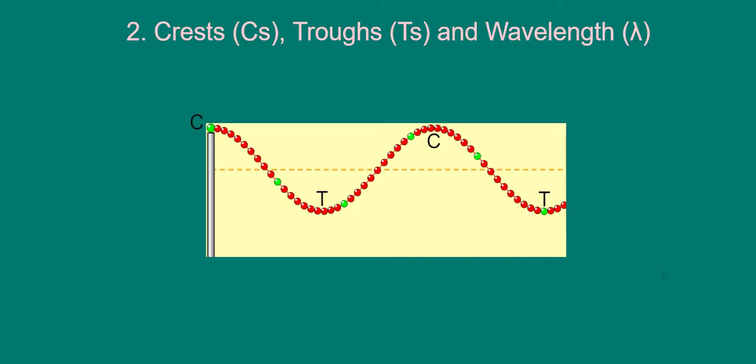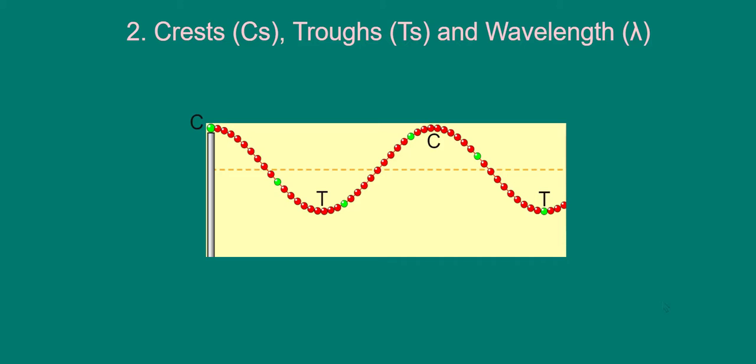All the particles at crests move in step with each other. They have the same displacement and move with the same velocity at all times. This is also true of all the particles at troughs. They move perfectly in step with each other. To move in step is technically known as being in phase, and we'll discuss the concepts of phase and phase difference in a future video in the waves playlist.